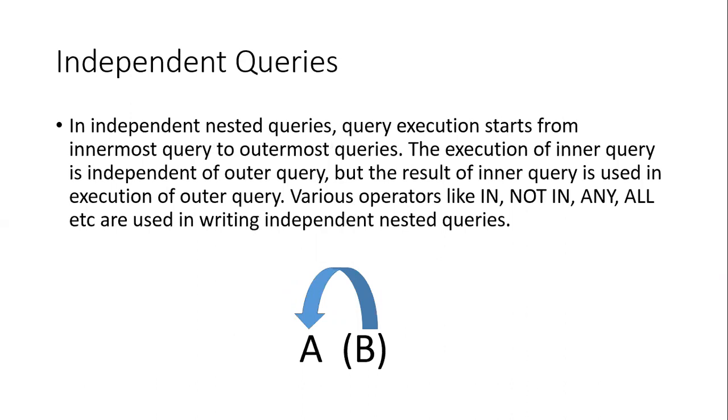Let's discuss the independent query first in depth. As I've said, in an independent query, the inner query always executes independently of the outer query. Here B is the inner query and A is the outer query. So we execute B first. Then the output of B will be returned to the outer query, and the outer query will make use of the output of the inner query to perform its execution.